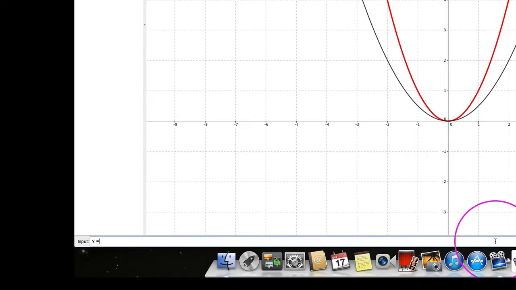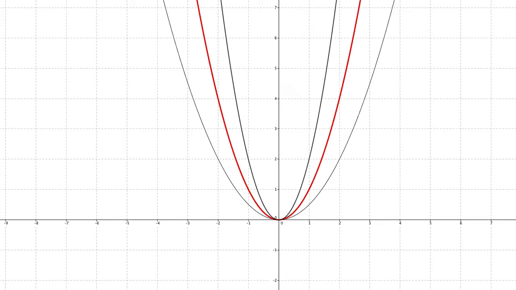The very next graph we're going to make is y equals 2x squared. And when I graph this in, you'll notice it's a little bit skinnier. And so the question is, well, why is this happening?